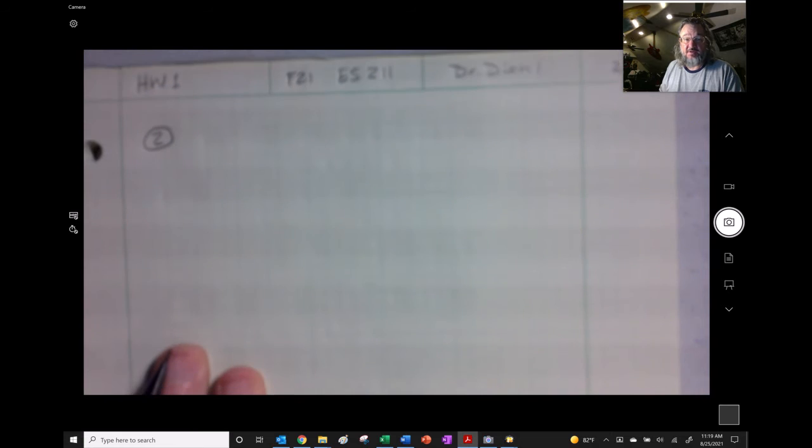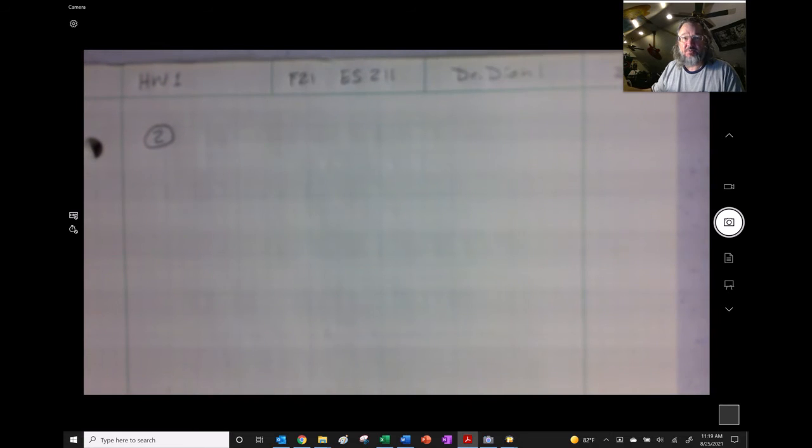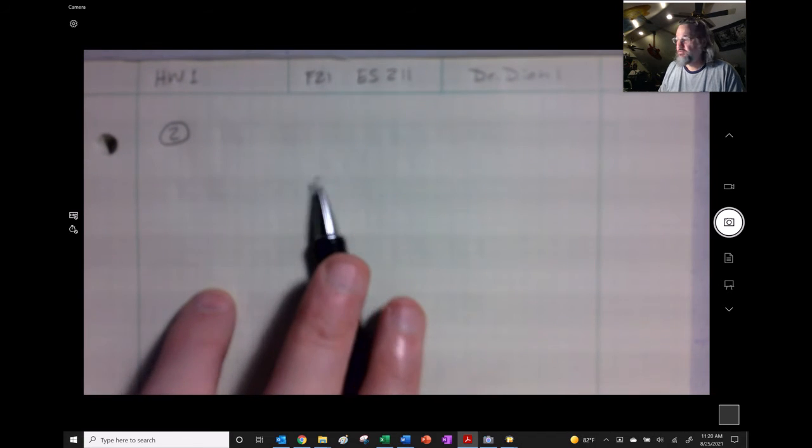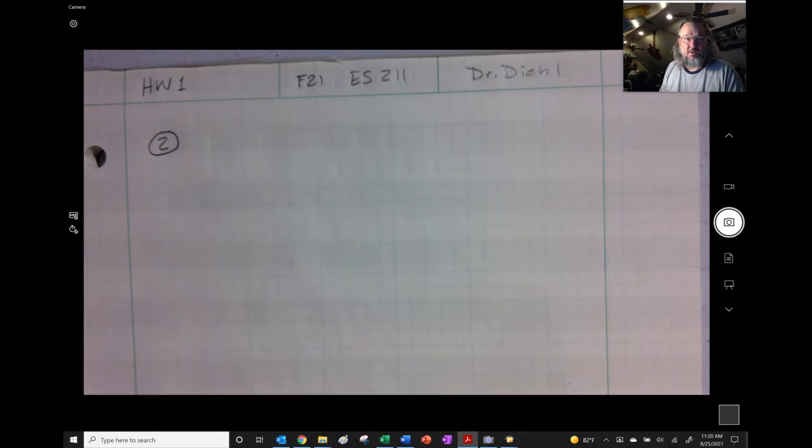So let me write down here. I put the basic stuff down at the top of the page. If you please focus. Camera, come on. Why are you doing this to me? Focus. There you go. All right.